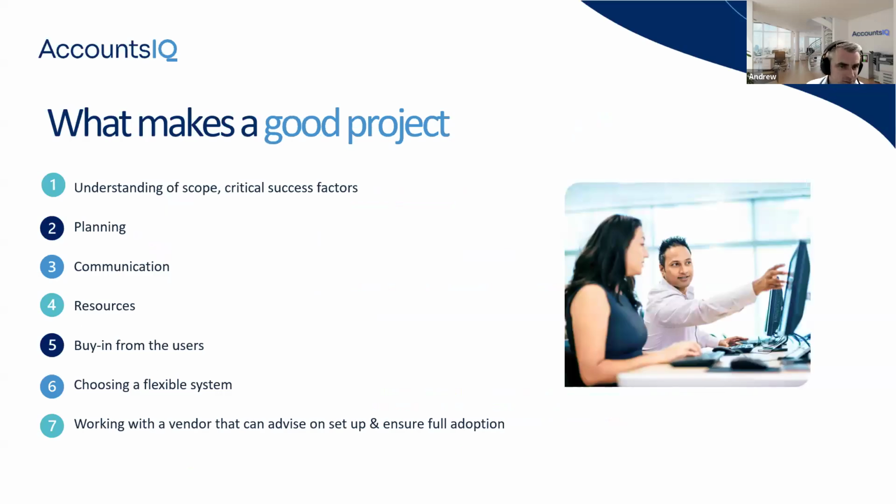So I suppose, just to summarize what makes a good project: understanding the scope and the critical success factors for the organization. Really good planning. Sit down with the finance team, have a look at it, and share that with the senior leadership team, and maybe the trustees or board too. Good communication. Set up a way of communicating with the project team so that it's not lost in other emails, text messages, Excel files, etc. Set up a place where you can communicate clearly and record everything around the project.